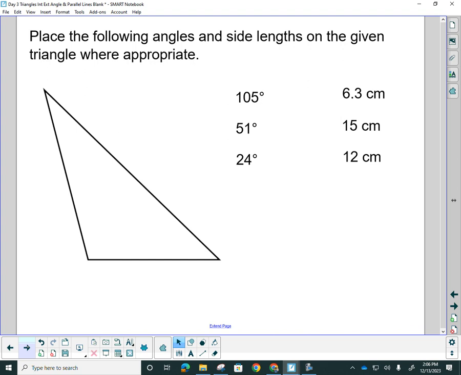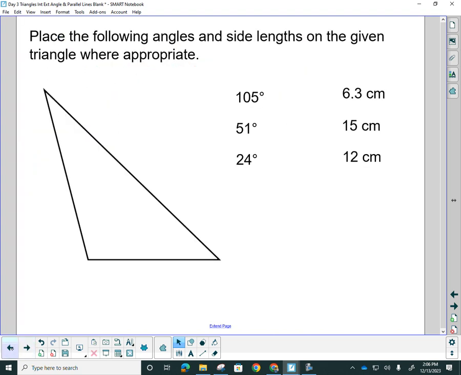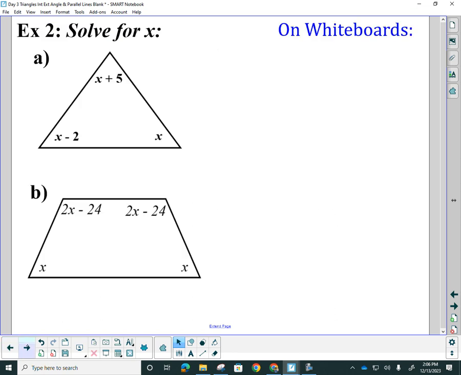All right. Here are 2 other ones that you can try on the whiteboard. Again, you can pause the video and come back in a second for the answers.